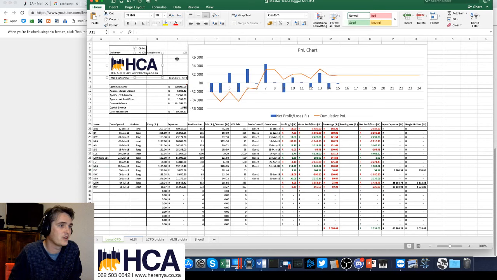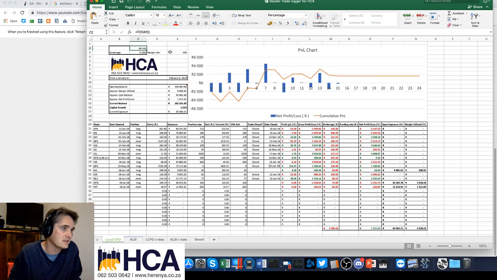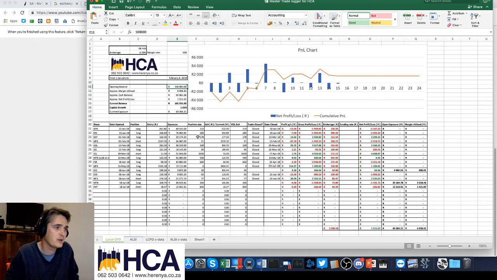What I've got here is a brokerage rate. So you put your brokerage rate or whatever it is. This is based on 0.2%. Today's date, obviously, a margin rate of 10% per share. So if you are trading CFD, you usually put 10% margin down. And this thing is going to go and do a whole bunch of calculations for you. So you put your opening balance here as an example. You start with 100,000 Rand in your account.